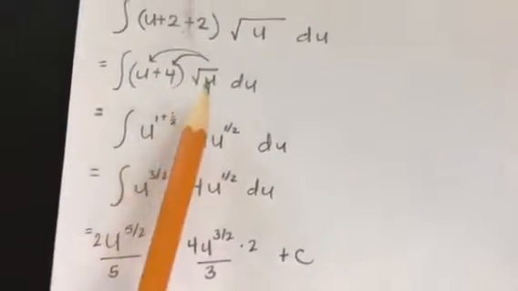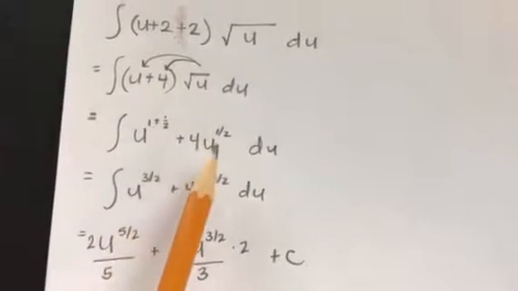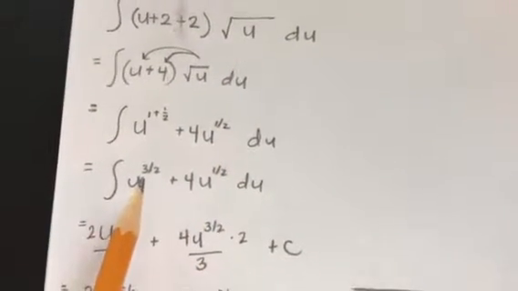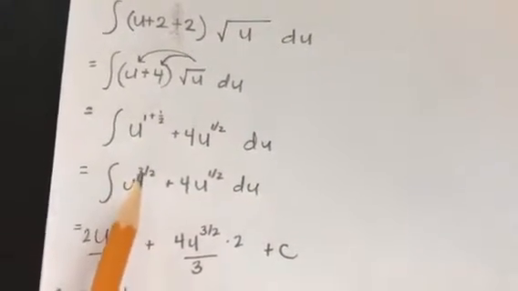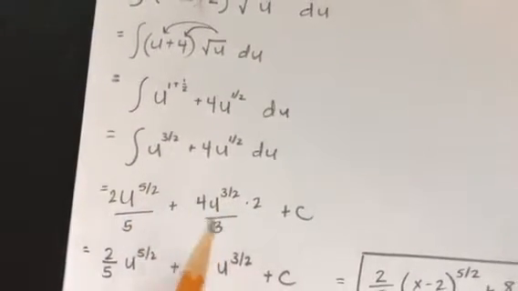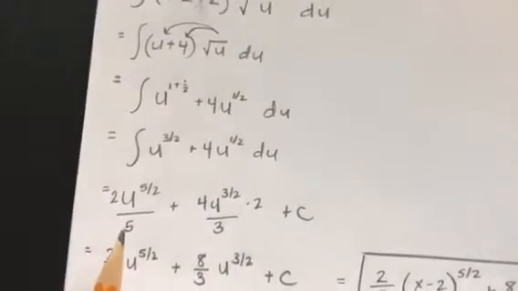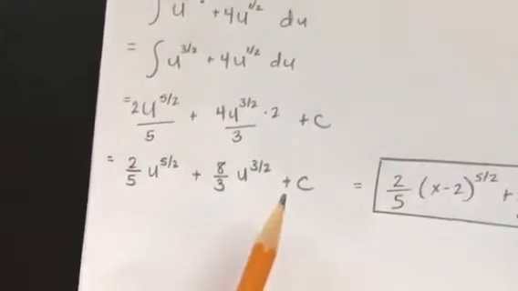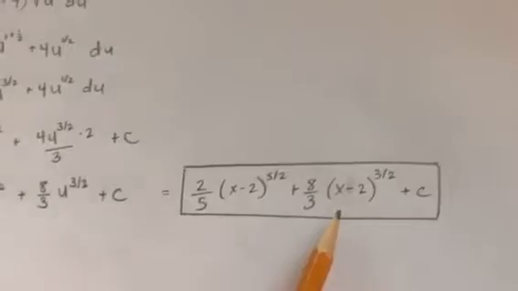Then we have 4, and when I distribute the square root of u there, I have 4u to the 1/2. Integrate, I added 1 plus 1/2 to get 3 halves there. Integrate both sides, so that becomes a 5 halves, that becomes a 3 halves, and we have our 2/3 and 2/5 plus c. Rewrite it in simpler terms, and then just replace u with what it equals again.